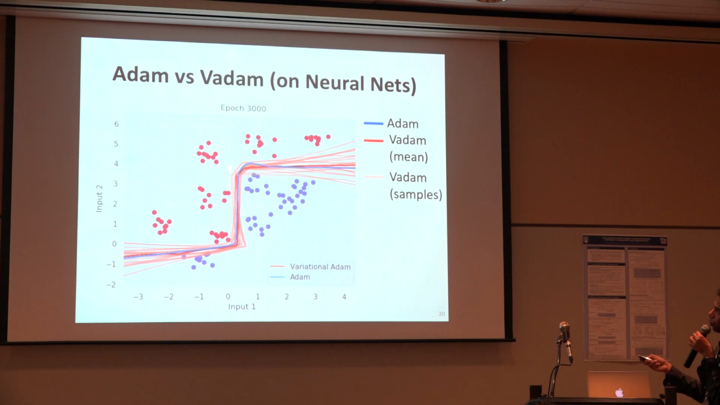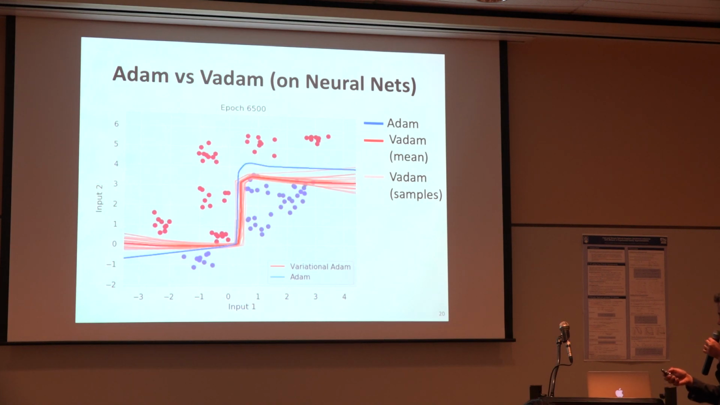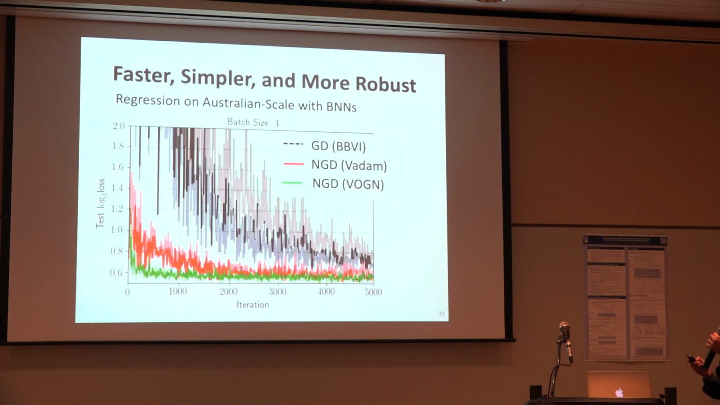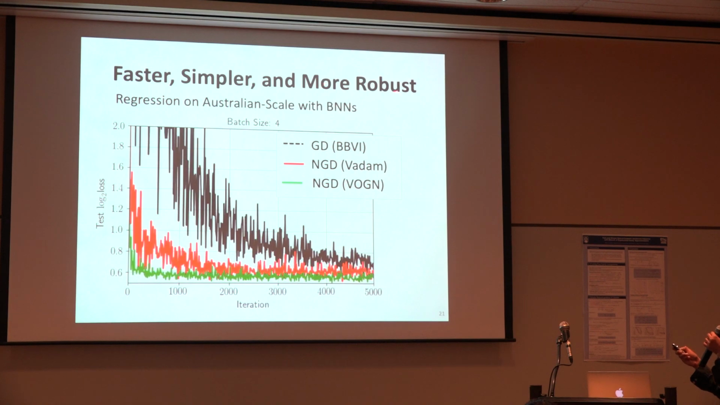Here, Adam returns one line, one decision boundary, and Vadam returns multiple lines. So not only is our method doing all these things, we show that our method is also faster, simpler, but also more robust.